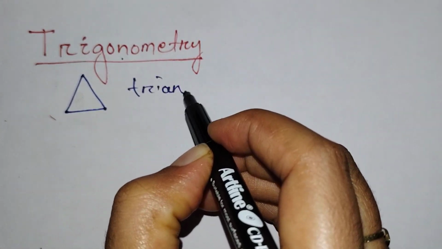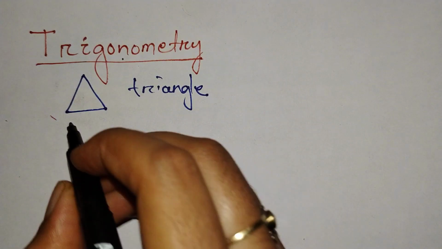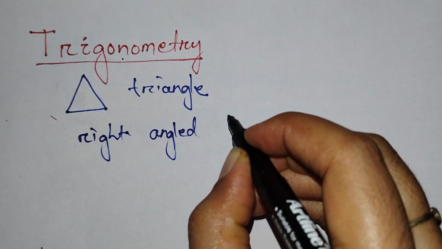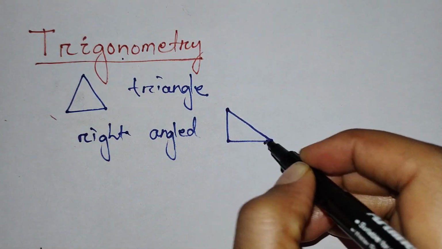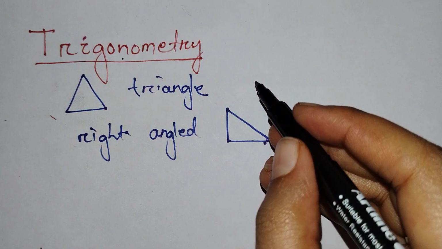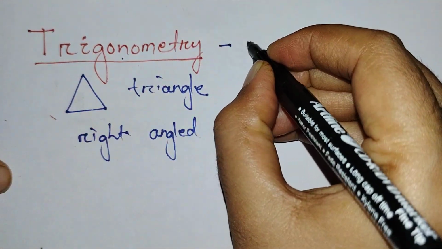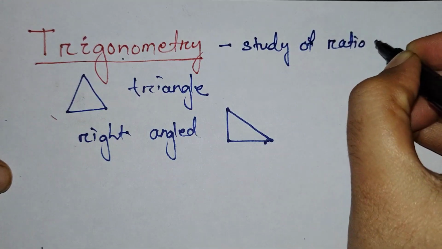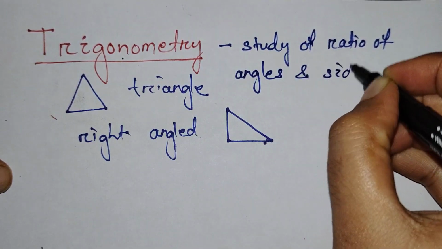It is a study about triangles, and especially trigonometry is a study about ratios of its sides, and specially it refers to the right angle triangle. Here it is a right angle triangle, and there are three sides: this side, this side, and this side. Trigonometry means the study of the ratio of angles and sides.